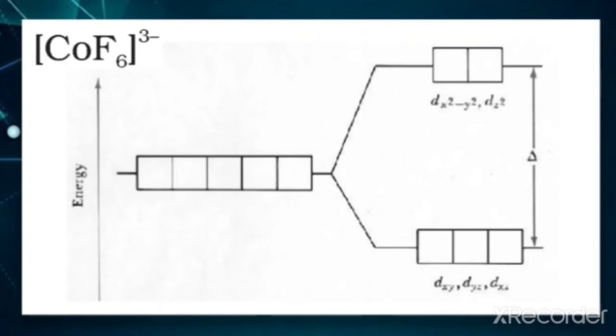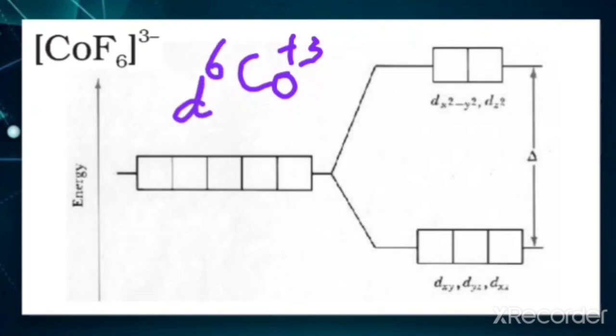Now we'll be discussing the next example, that is [CoF6]3-. Here the central metal ion is Co3+. Co3+ has 6 electrons in the d orbitals, so that is d6. Now we have to fill the electrons in the degenerate d orbitals: 1 here, 2nd here, 3rd, 4th, 5th, and this is the 6th electron.